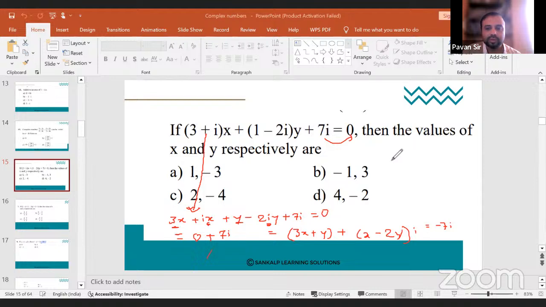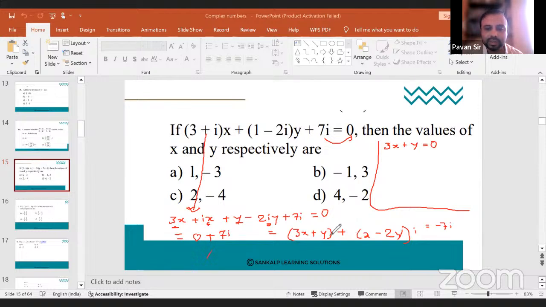Next step I will write here. Please concentrate on where I am writing. Next, in this box: 3x plus y is equal to 0. And the second is x minus 2y is equal to minus 7, because the imaginary part is removed. This is the real part.